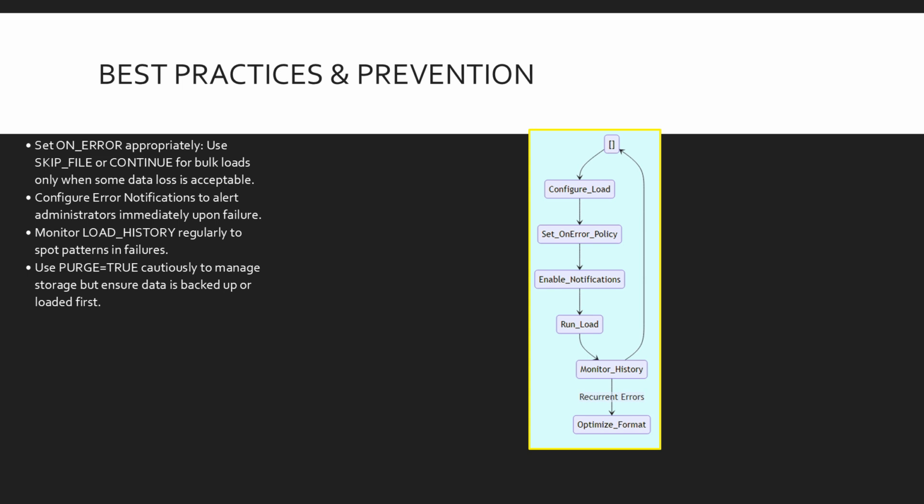This state diagram represents a healthy ingestion lifecycle. We start by configuring the load, explicitly setting the on-error policy and enabling notifications. We then run the load. The cycle doesn't end there, we enter a monitoring state. If the history shows clean loads, we finish. If recurrent errors appear, we transition to optimize format, refining the process for the next cycle.